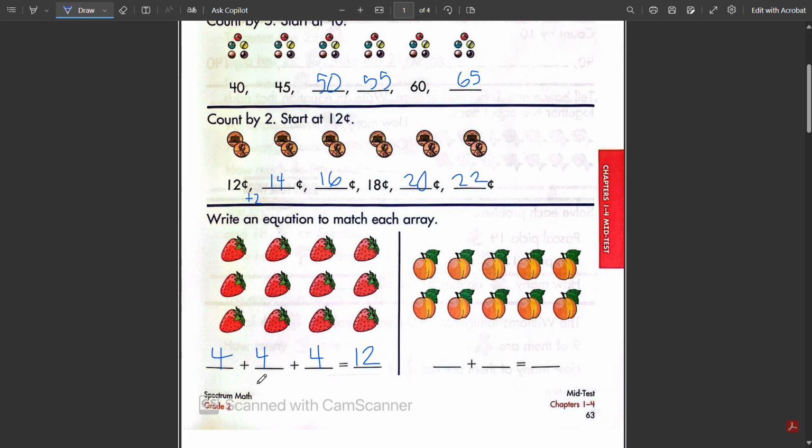And same if you do multiplication, we have 3 rows, and each row has 4. So that would be 12. You don't have to write this down. I'm just showing you another example.